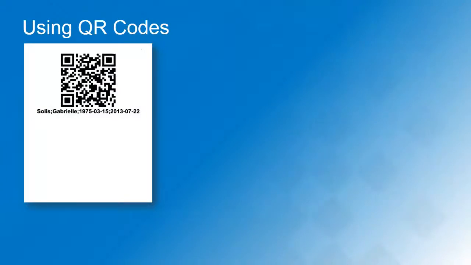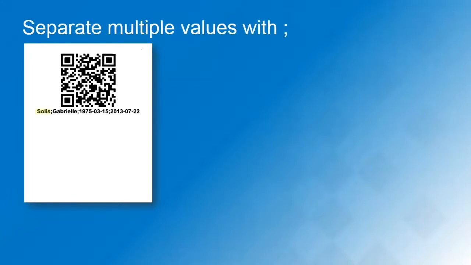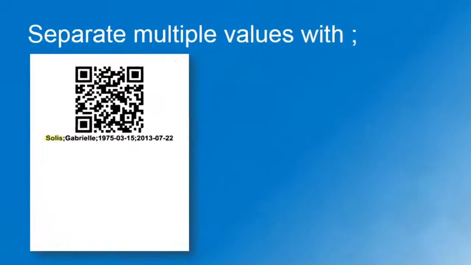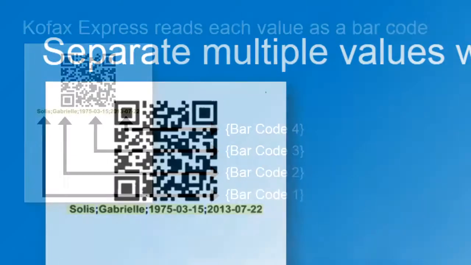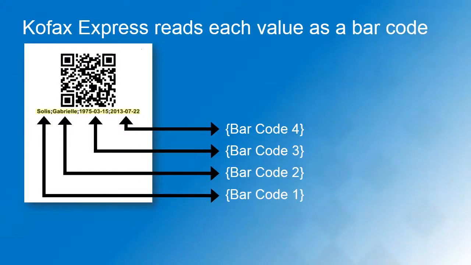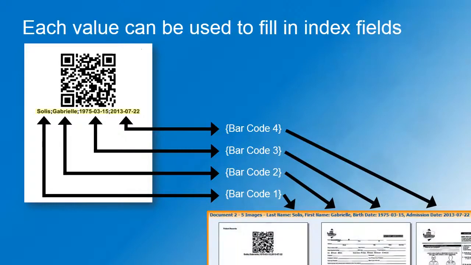Kofax Express really shines when used in combination with QR codes. In fact, thanks to its high density, a single QR code can contain multiple barcode values. You just need to separate each of the values with a semicolon. In our example, we encoded last name, first name, birth date and admission date in a single QR code. Kofax Express interprets each of these values as an individual barcode. And as we demonstrated before, you can easily link index fields with any of these barcode values. Because the single QR code contains the complete document index, you don't require database lookup anymore.